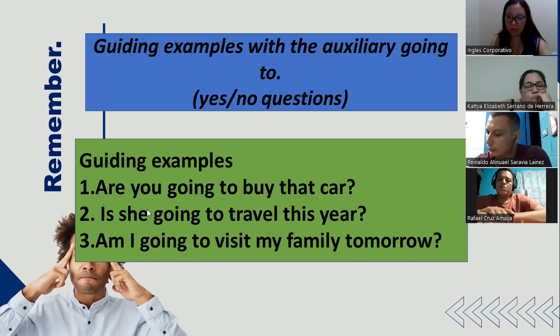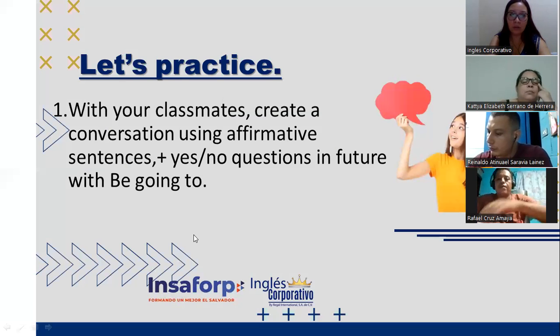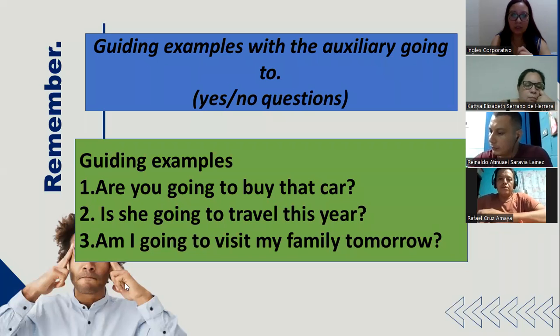Verbo to be, sujeto, auxiliar, verbo. Todo así en la misma estructura, ¿de acuerdo? Solo que el verbo to be va a variar de acuerdo al sujeto. ¿Ok? So, we're going to create a conversation. ¿Ok? Vamos, antes de hacer la conversación, necesito que me digan, improvisen en el aire, así ahorita, una pregunta de sí o no con going to.